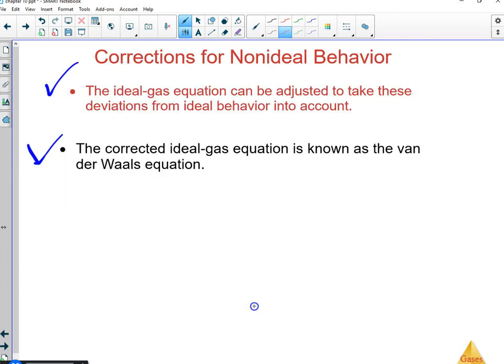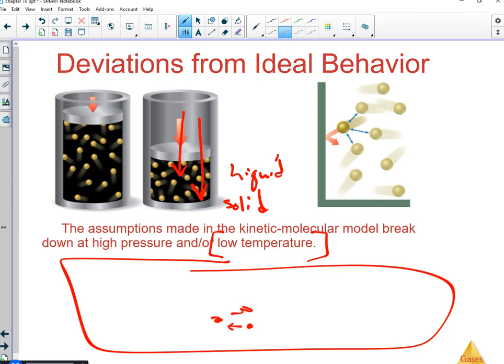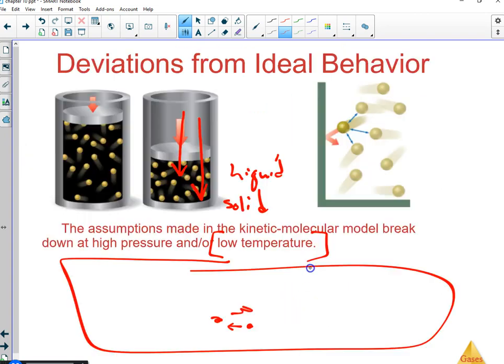An ideal gas will deviate from a real gas under the following conditions. There's two of them, in fact. So you need to know it deviates at high pressure and low temperature, the same as at high temperature and low pressure.